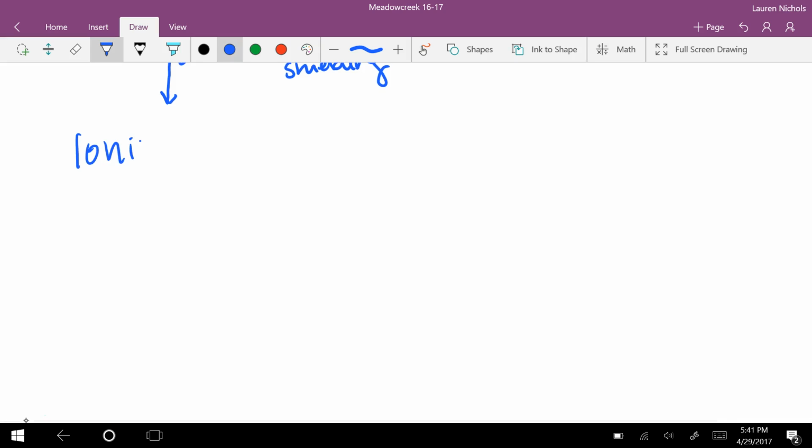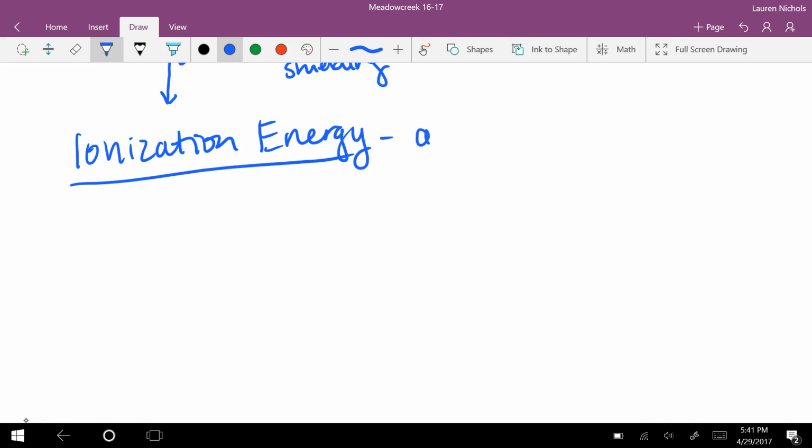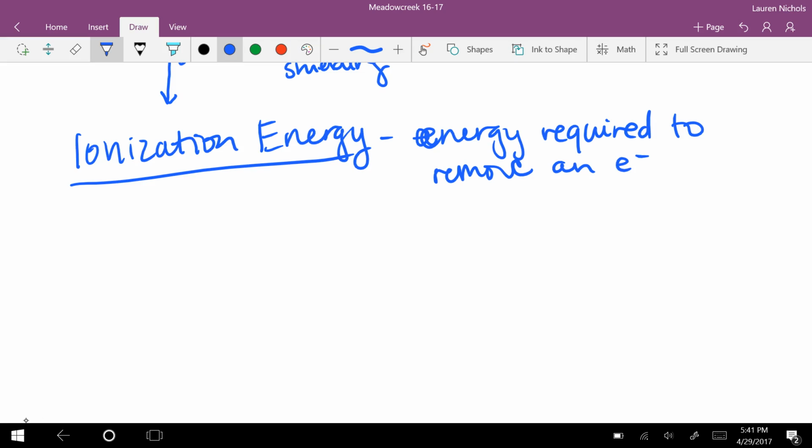Ionization energy. Okay, ionization energy is the energy required to remove an electron. Now, this is going to be the same general description as electron affinity. As I go across, it increases. As I go down, it decreases.